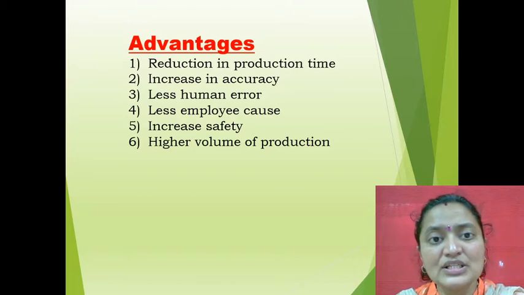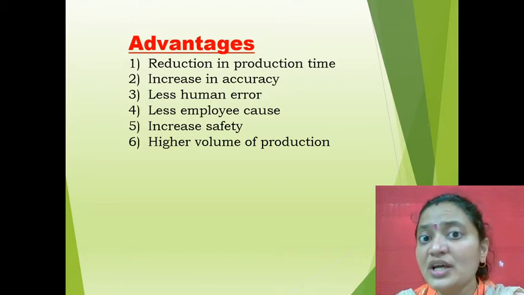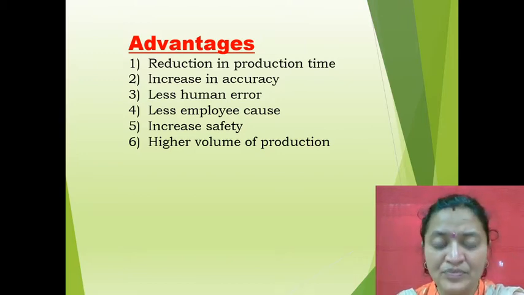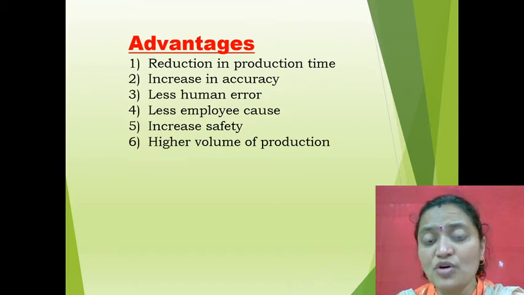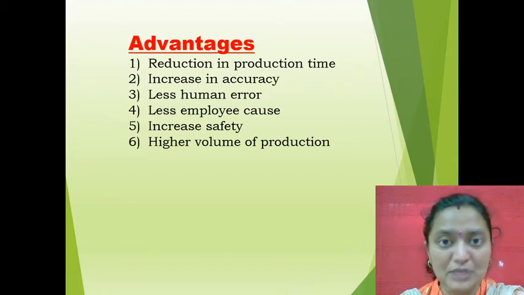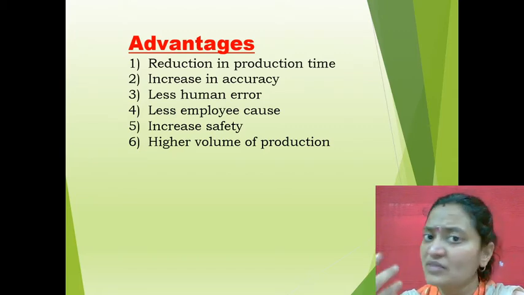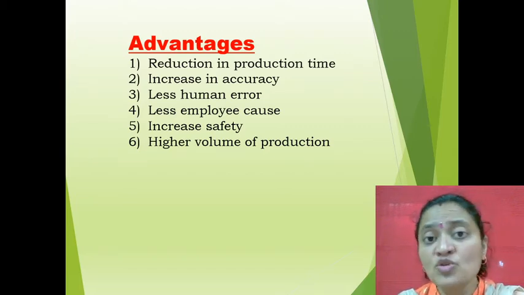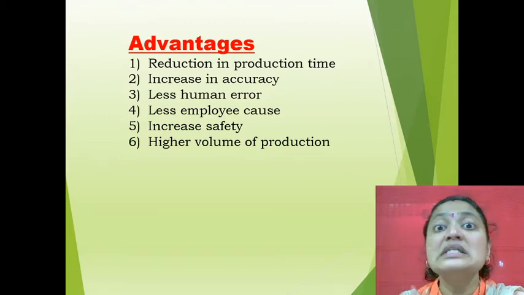Now in advantages, the first one is reduction in production time. Reduction in production time means what? Now you have a mindset that automation means machine, meaning whatever work is done with the help of machines only. So the production time will be saved.